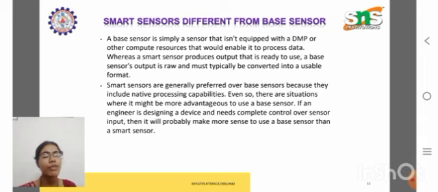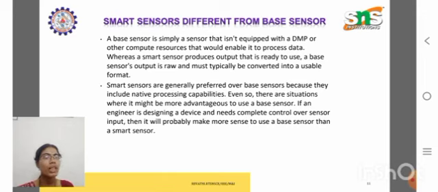Smart sensors differ from the base sensor. A base sensor is simply a sensor that isn't equipped with a DMP or other compute resources that would enable it to process data. While a smart sensor produces output that is ready to use, a base sensor's output is raw and must typically be converted into a usable format. Smart sensors are generally preferred over base sensors because they include native processing capabilities.